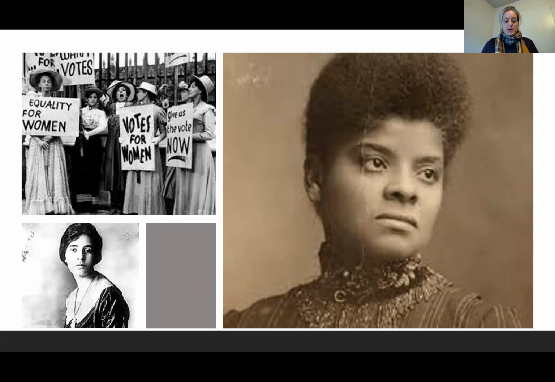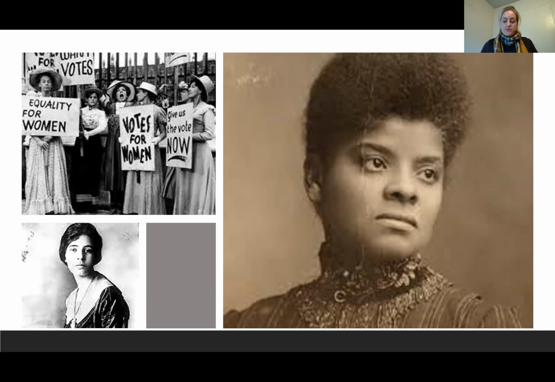The 19th Amendment. The first wave of the feminist movement began prior to the Civil War, with Elizabeth Cady Stanton, Susan B. Anthony, and Lucretia Mott. And it would eventually bring about the ratification of the 19th Amendment due to the dedication of Ida B. Wells and Alice Paul. The 19th Amendment, which is ratified in 1920, would secure the right to vote for women in all federal, state, and local political elections.